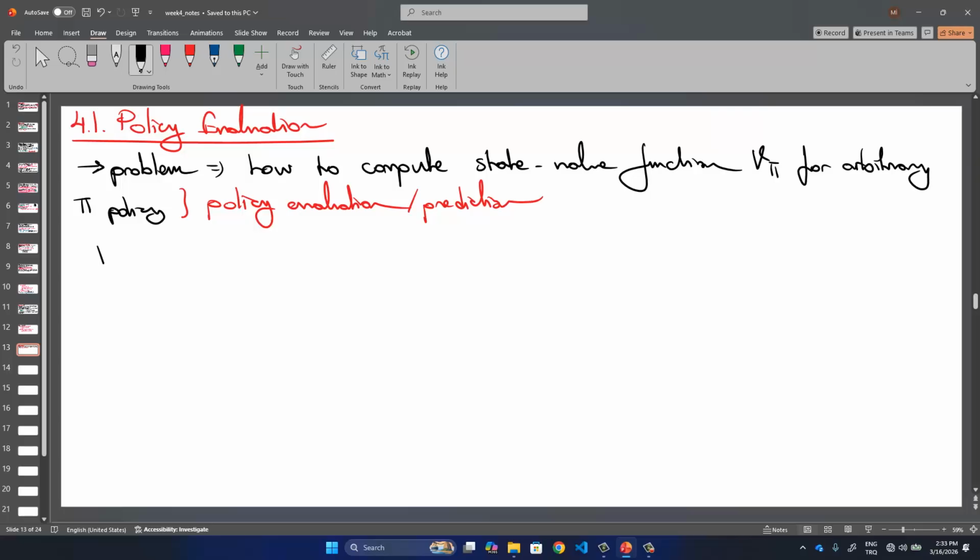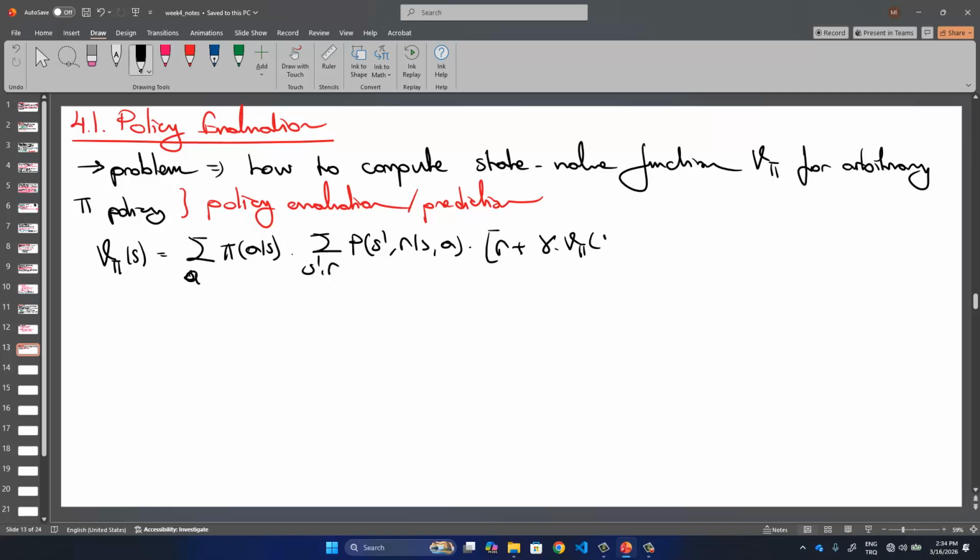So, what's the definition? V pi(s), which equals what? The weighted sum over a of pi(a|s), times the sum over s prime, r of p(s prime, r | s, a), times reward plus gamma times v pi(s prime). Okay, that's it. This is our case.